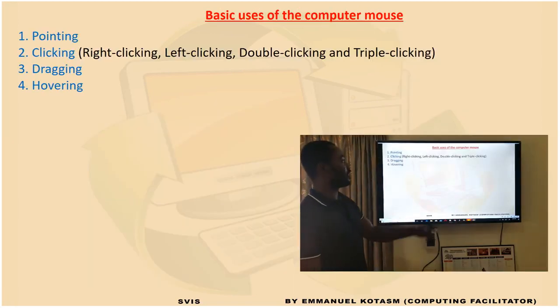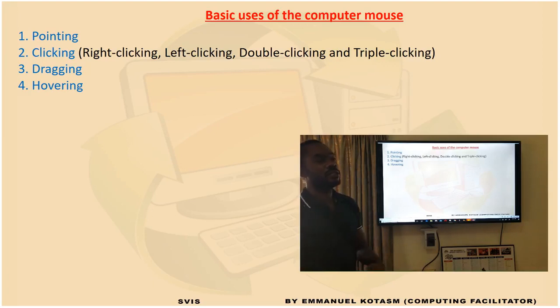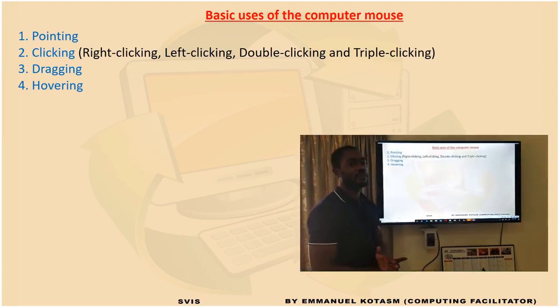So we move to the basic uses of the computer mouse. We have pointing. We said the mouse is used for pointing. And we have clicking. When you talk about clicking, we have 4 types of clicking: right clicking, left clicking, double clicking, and triple clicking. We talked about this earlier on. So if you're still confused about this, you can just refer back. And 3, we have dragging, and 4, we have hovering.